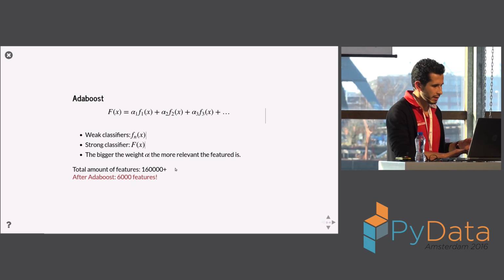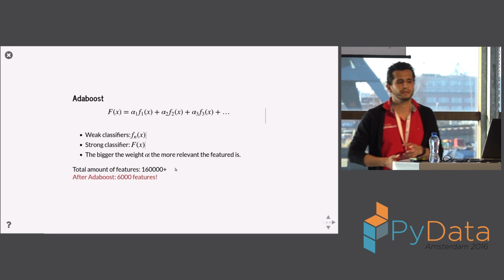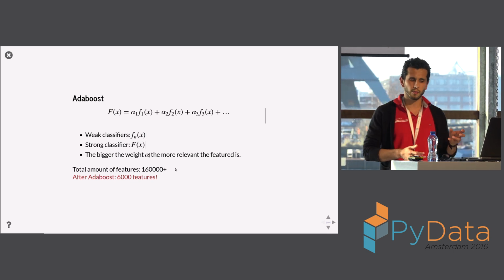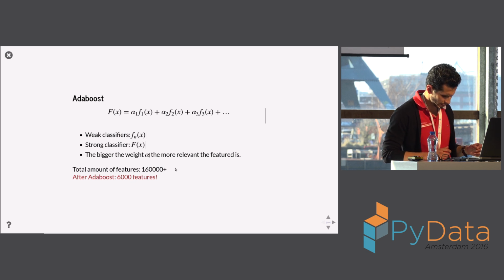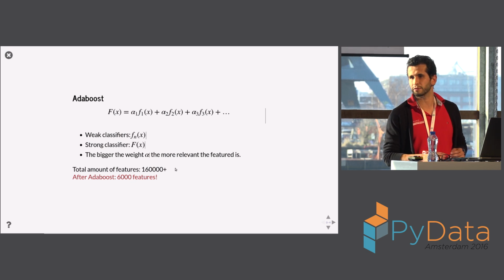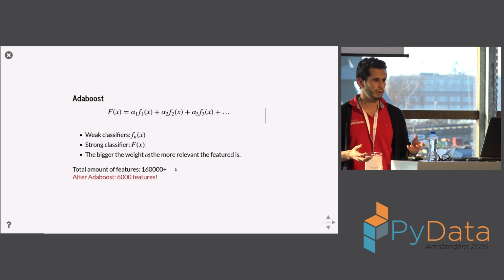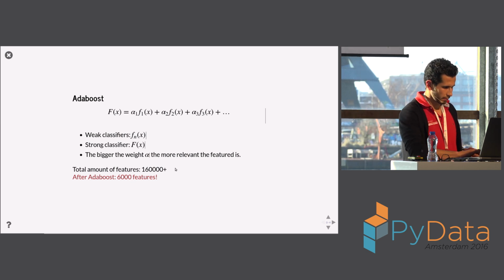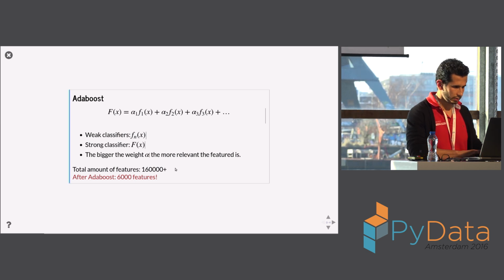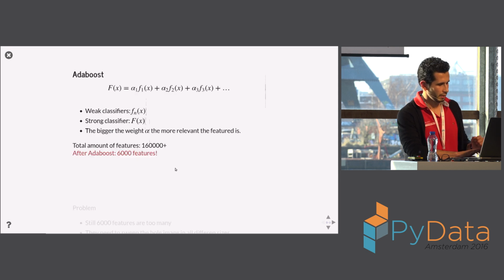OK, and then from these 160,000, you can cut it. I think OpenCV, or the Viola Jones, uses around 6,000 features, which are the most important. Okay, so questions? No? Okay, great.